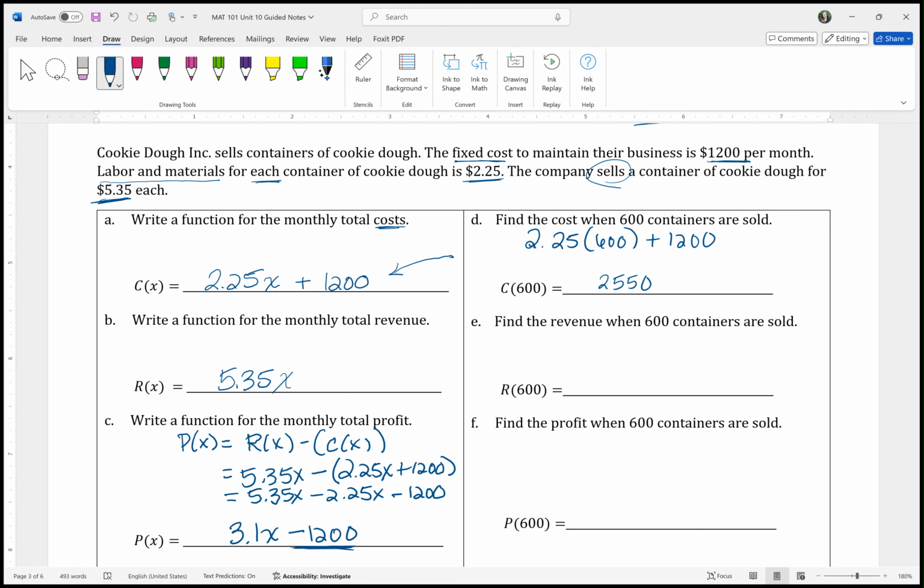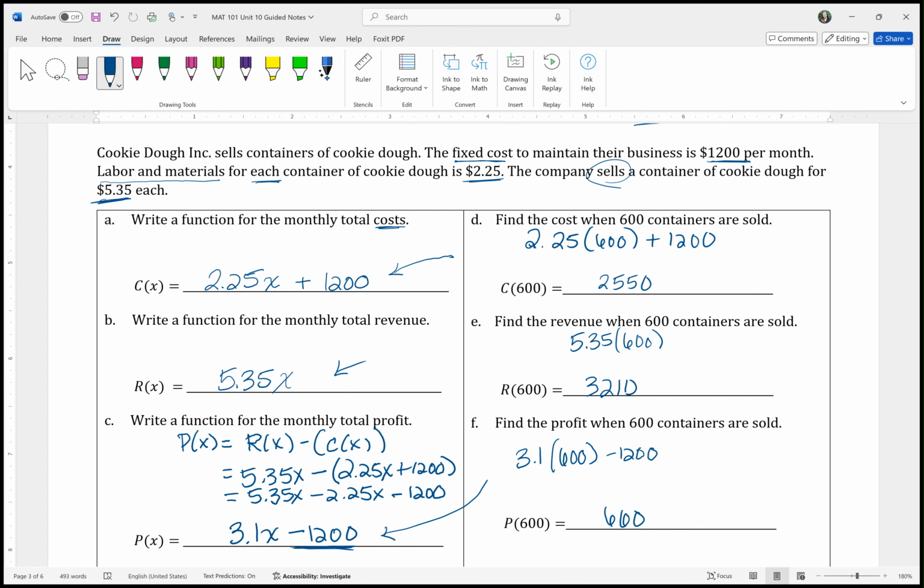Okay, so that means that our cost is $2,550. Revenue here is going to be using the revenue function. So 535 times 600 ends up being 3210. And then our profit is going to be using this. So this would be 3.1 times 600 minus 1200. 3.1 times 600 minus 1200 is 660. So we would make $660 by selling the max number, by selling 600 containers of cookie dough.